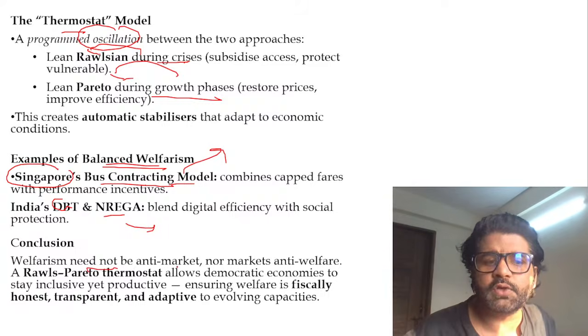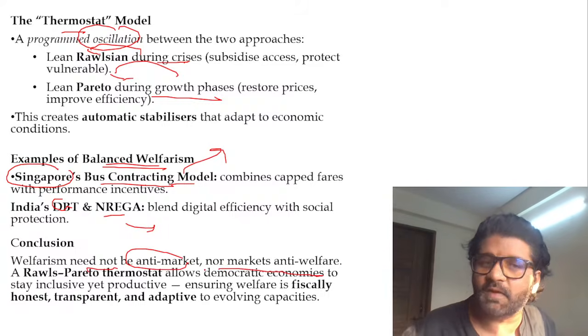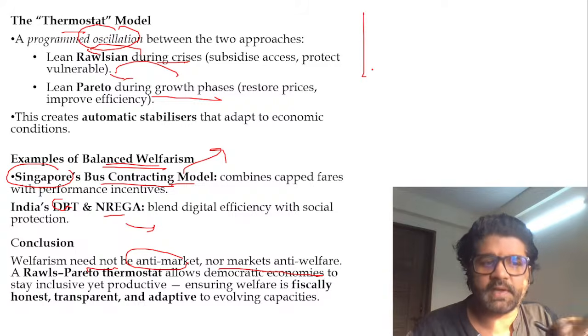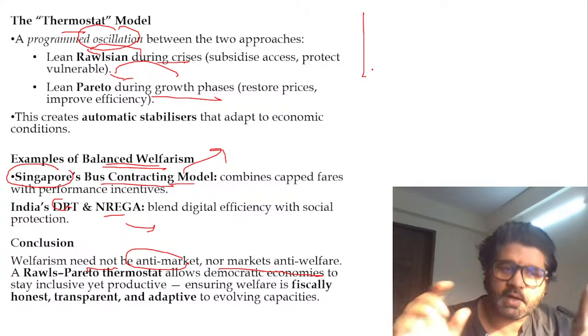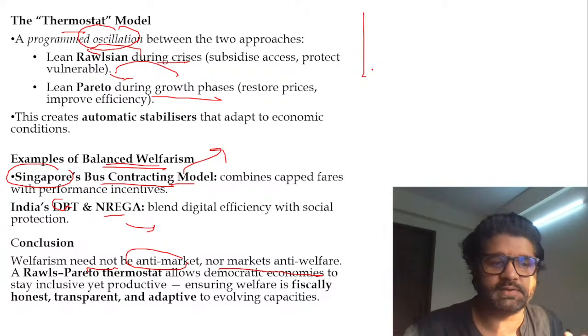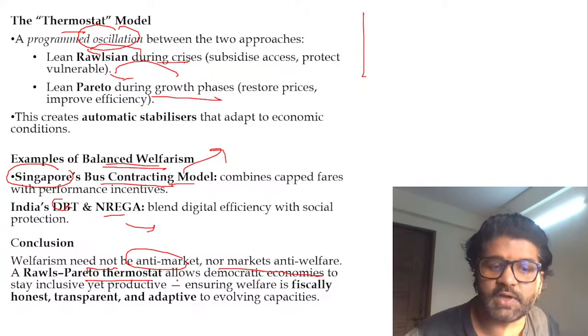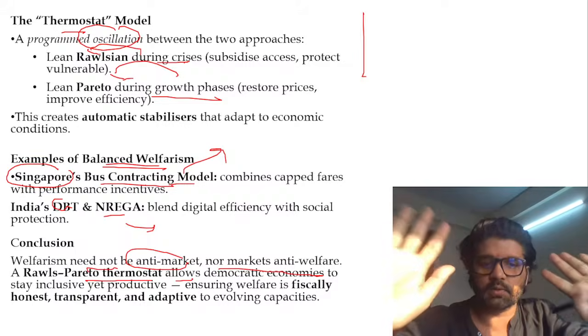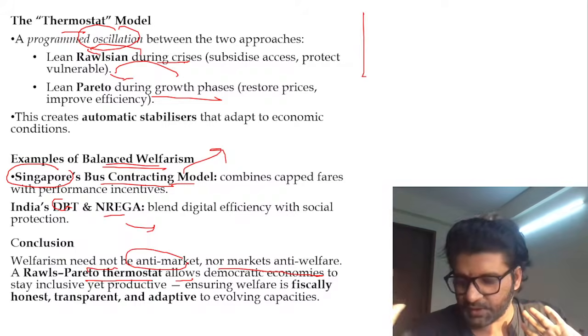So welfarism need not be anti-market, non-market, or anti-welfare. As we keep on talking, anything free is actually not free. You are the product. So we have to maintain a balance between welfare and efficiency. That's what this article is saying. And the Rawls-Pareto thermostat has to be designed, like, balancing, oscillation. That is the need of the hour.